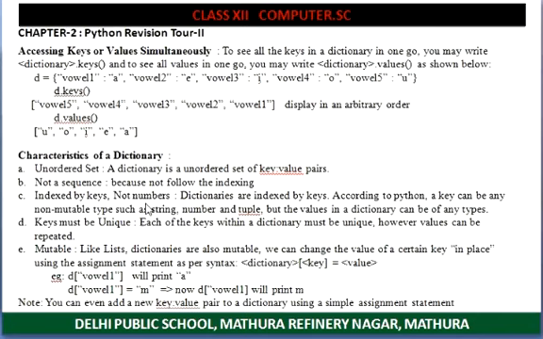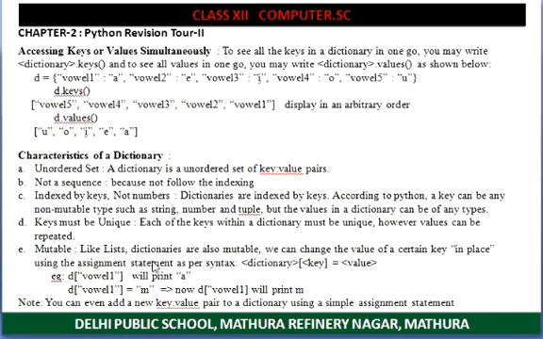Indexed by key, not number. Dictionaries are indexed by key. According to Python, a key must be of immutable type such as string, number or tuple, but the value in a dictionary can be of any type. Key must be unique. Each key within a dictionary must be unique. However, values can be repeated. So keys must be unique and not repeat, but values can repeat.